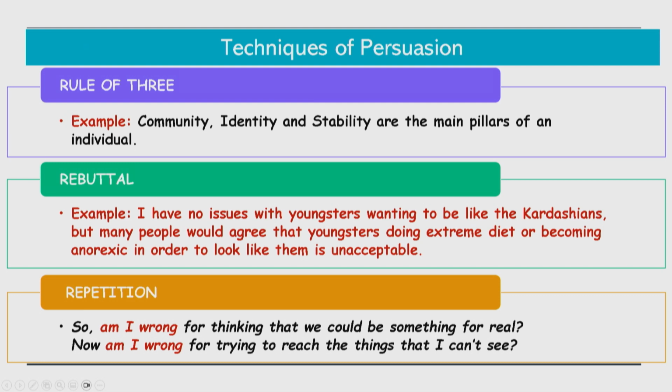In a rebuttal, the opposing viewpoint must be presented accurately and clearly. The reasons and evidence used to undermine the opposing viewpoint must be accurate and logical. The rebuttal must be presented without personal attack and in a courteous manner. For example, I have no issues with youngsters wanting to be like the Kardashians, but many people would agree that youngsters doing extreme diets or becoming anorexic in order to look like them is unacceptable.